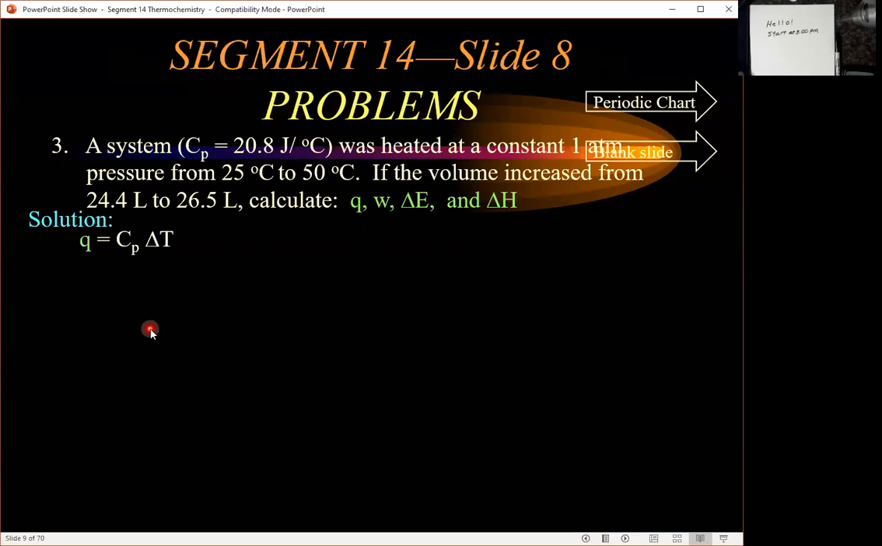Okay, let's start looking at them. Q is going to be pretty easy. I just have to multiply the heat capacity times delta T. I get 20.8 joules per degree for the heat capacity. The temperature change is 50 from 25, it'd be 25. It's plus 520 joules. Now I set it up final minus initial, and I came out with the right sign.